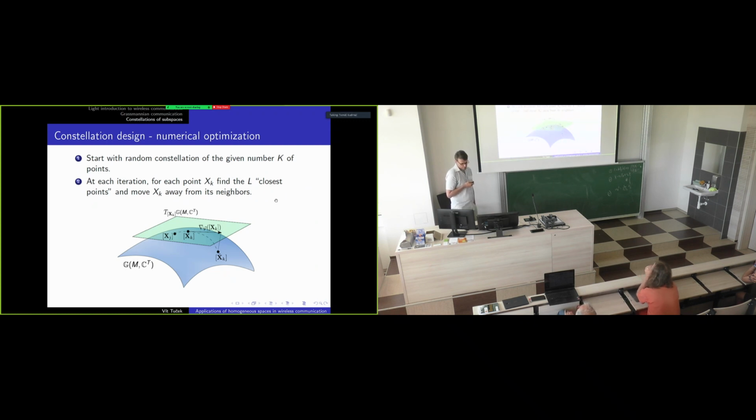So how do you actually use it? One idea is to really just go for numerical optimization. So here is the differential part of my talk. Finally, some gradient, right? So the idea is you just start with a random constellation of points on the Grassmannian, and then you iteratively improve. So in each iteration, look at each point, and for each point you look at its closest neighbors, and you calculate the gradient of your cost function, and you try to improve in the direction where this cost function leads you.